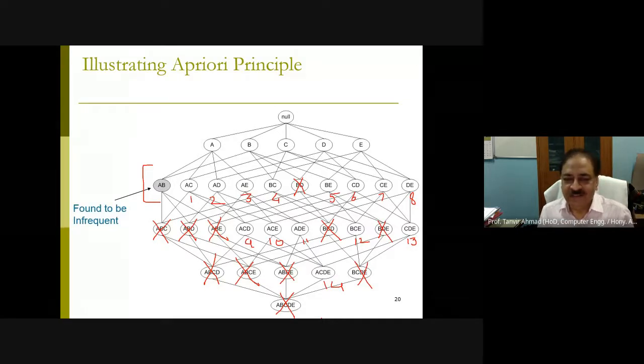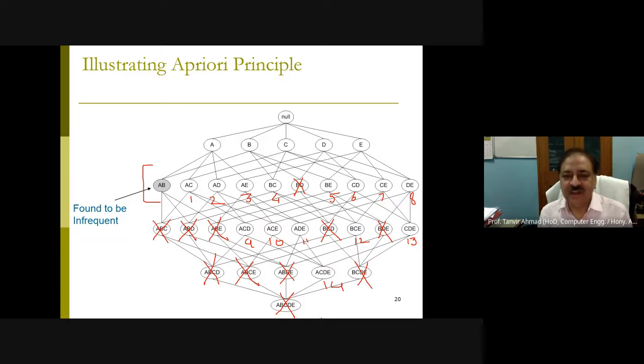Now, what are the item sets I got? 2 item sets. What are the 2 item sets? AC, AD, AE, BC, BD, CD, CE, and DE. 3 item sets: ACD, ACE, ADE, CDE, and so on. 4 item sets: ACDE. Okay, fine. Is it clear?